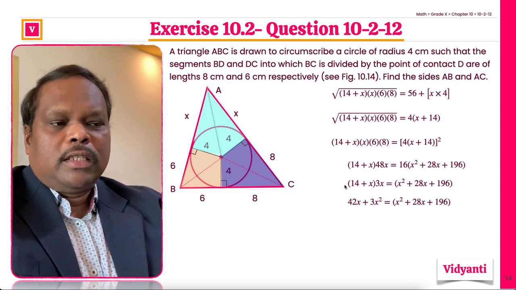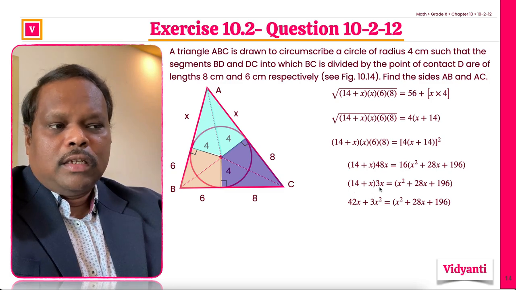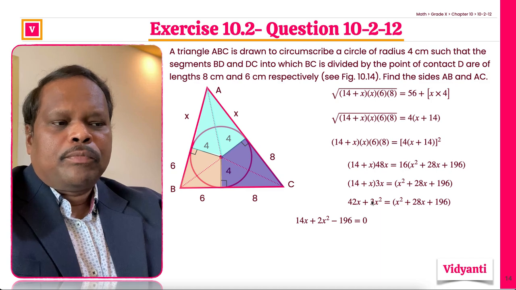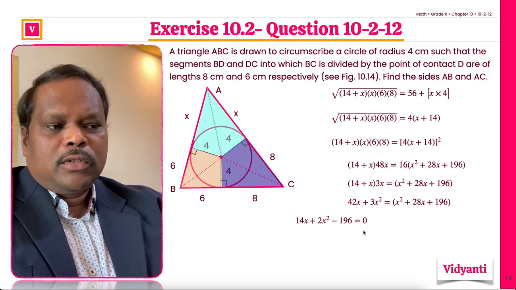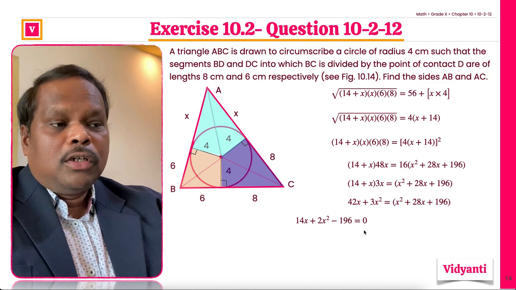So I will multiply this 3x throughout the bracket. 3x times 14 is 42x. 3x times x is 3x squared. Now, I will transfer everything to one side so that on the right hand side, I will get simply 0. That will be my quadratic expression.